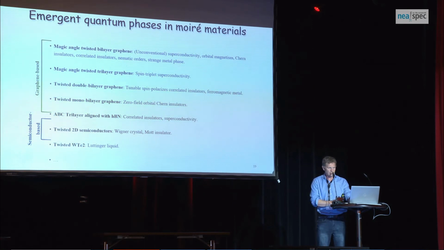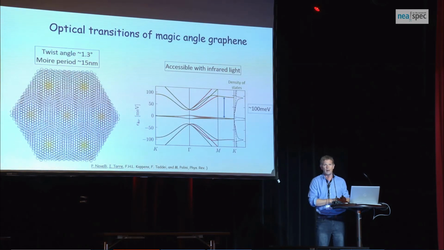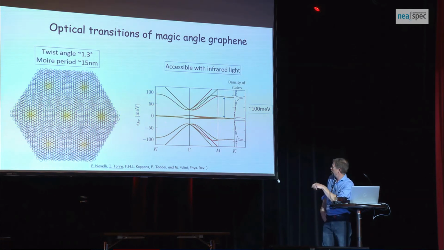A lot of other things have been seen. I will skip that. But we're probing this system with light. Why? Because if you look at the band structure, you can actually see there are many infrared transitions that move from the flat band to the remote band, which is also quasi-flat. So you have 2 peaks in the density of states with strong optical transitions.